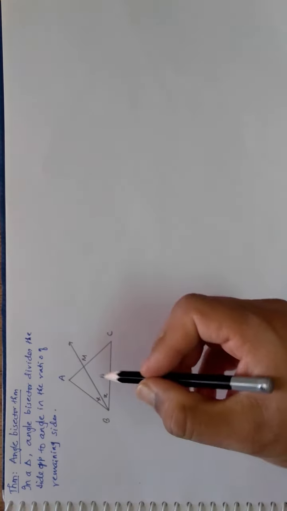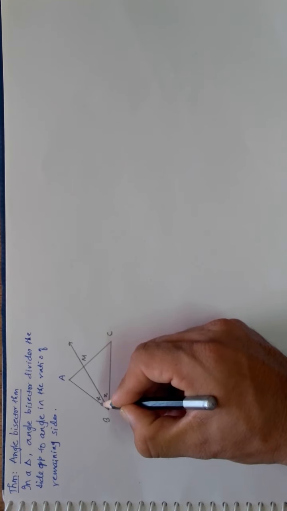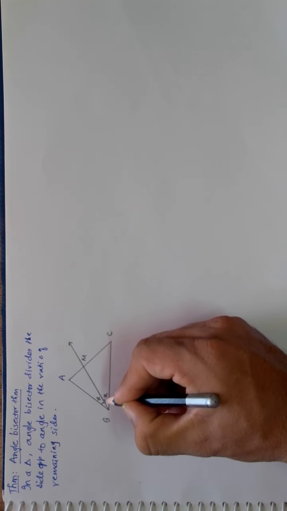So I have taken the bisector of angle B, and I have taken the measure of each of the angles ABM and MBC to be x degrees. Okay, the measurement I have taken to be x degrees.